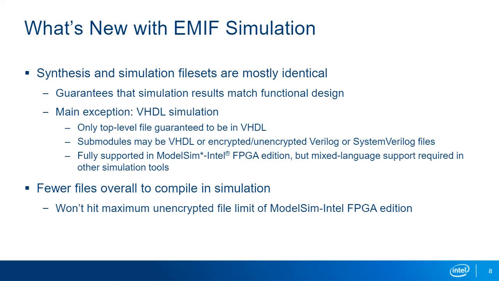There are also fewer files needed for simulation. Some simulation tools, including the ModelSim Intel FPGA edition, have an upper limit on the number of files that can be part of a simulation. Besides fewer files in the simulation file set, fewer of those files are unencrypted. Only unencrypted files count towards the file limit of simulation tools, so having fewer unencrypted files helps guarantee that the limit will not be hit.